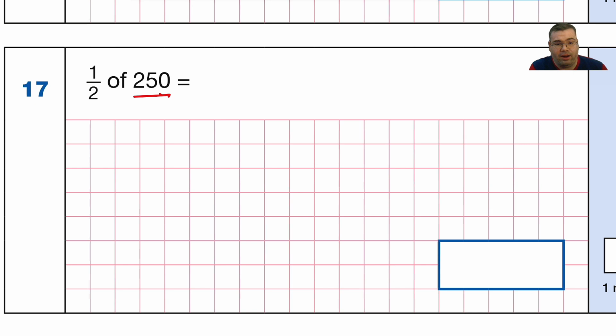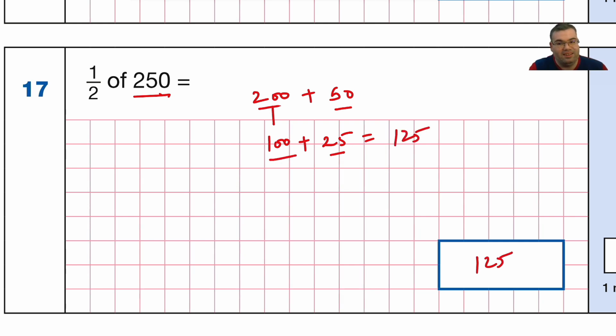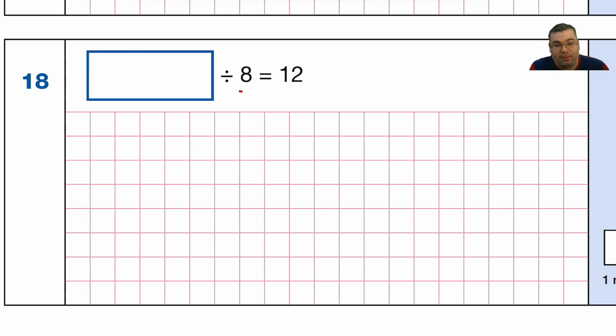Here you can just divide by 2, or other thing you can do, you can just break 250 as 200 plus 50, right? So just do the half of both numbers, right? So half of 200 is 100 plus half of 50 is 25. So your answer is 125, right? Very easy.